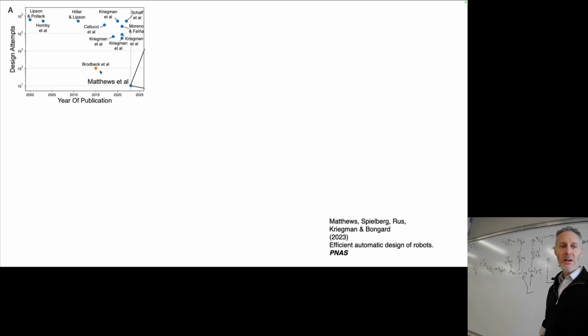Okay, there's a couple of exceptions here, outliers. Let's look at this one here, Brodbeck et al. This group of researchers threw away the simulator altogether. They made something that was kind of like a 3D printer that could make physical robots, and they made about 100 of them.